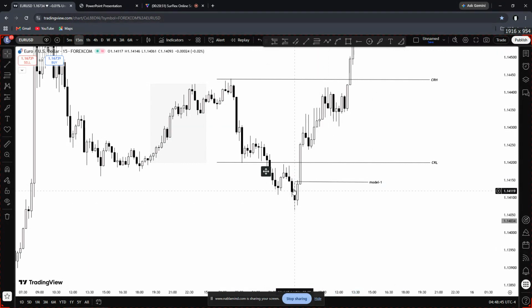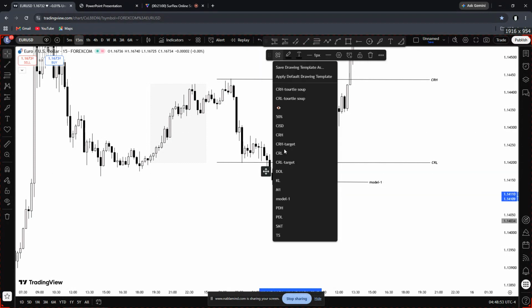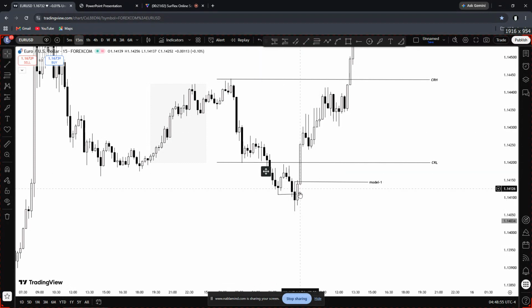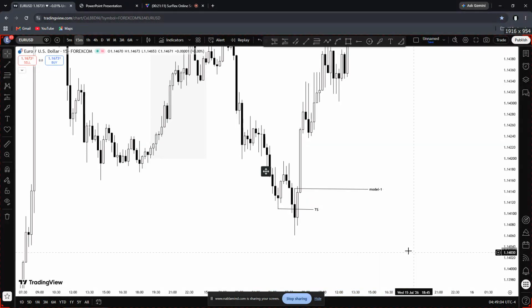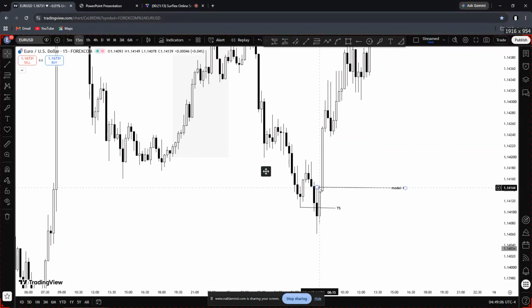So you can see that price took out the low here, which is our turtle soup. In my next video, I'm going to be teaching you guys what turtle soup is and how to use turtle soup to frame a trade idea. So price took out this low and closed above. This is now our model 1.